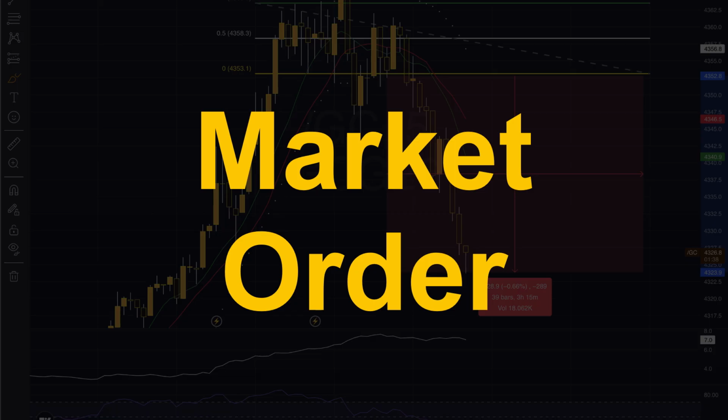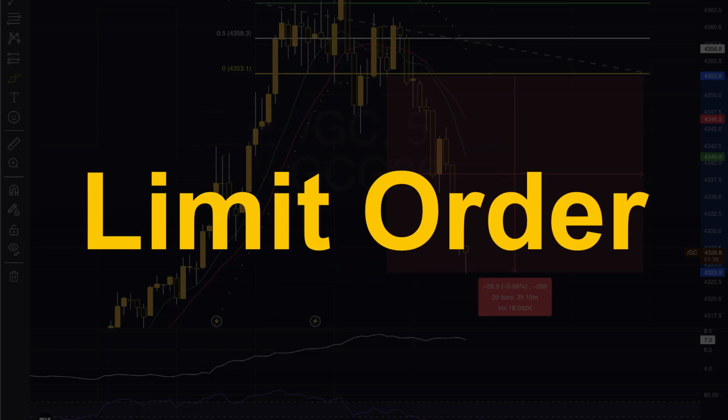Market order. This tells the broker, I don't care about the price, just get me in right now. It's the fastest way to get on the train, but you might not get the exact price you saw. Limit order. This tells the broker, only get me in if the price hits this specific number or better. It's like waiting for a sale at the store instead of paying full price.